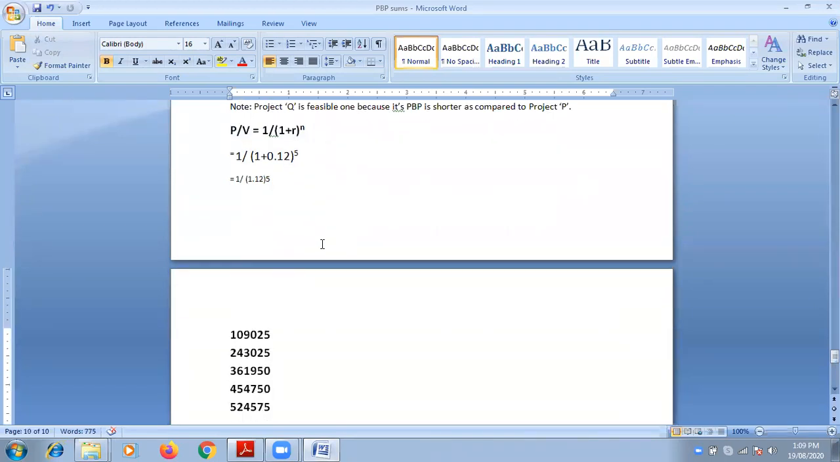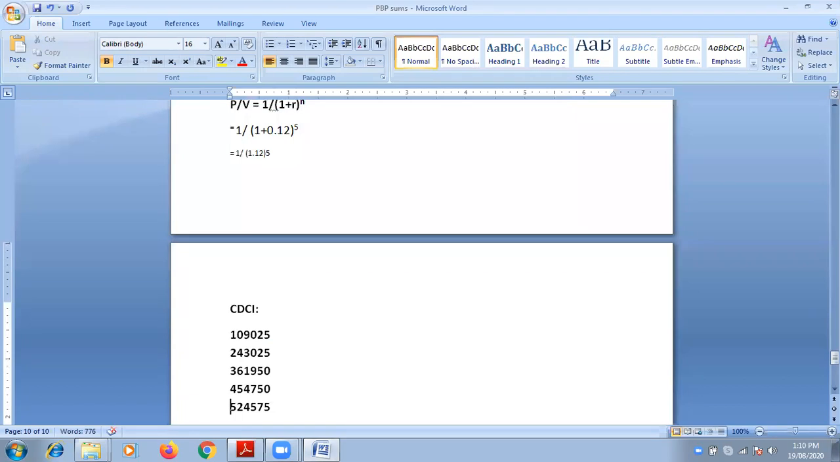See, these are the figures of CDCI. Yes, these are the figures of CDCI. Look at the screen. These are the figures of CDCI. Now, how do you have to solve the formula?